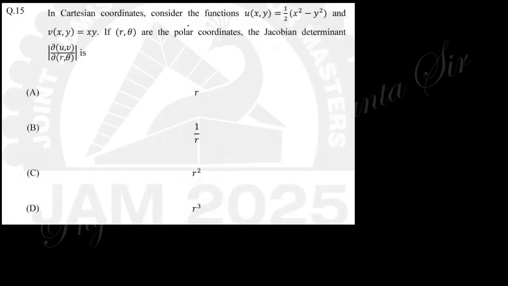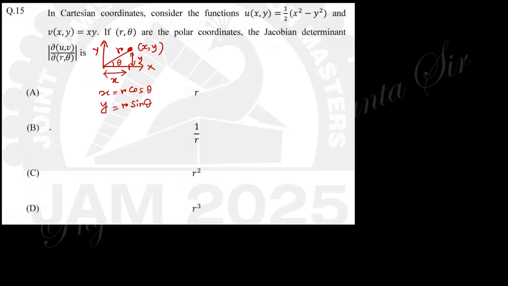In Cartesian coordinates, consider the functions u and v like that. Cartesian coordinates means this is the x-axis, this is the y-axis, and any point will be x comma y. This distance is x, and this distance is y. This is theta, this is r.